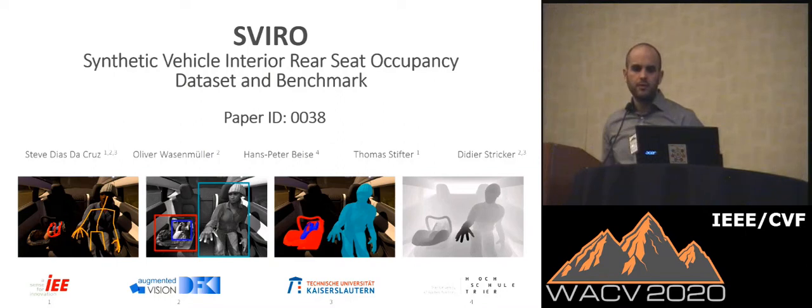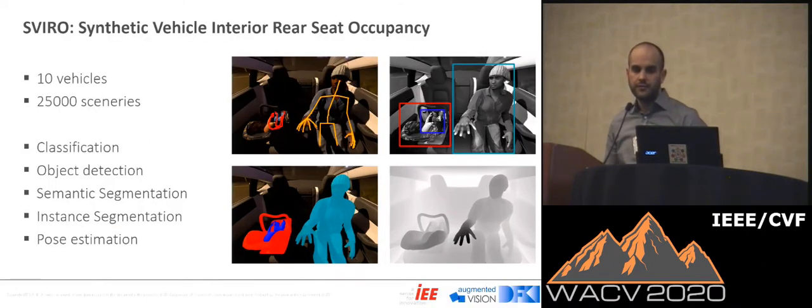We present SVIRO, the synthetic dataset for sceneries in the passenger compartment, in order to analyze machine learning-based approaches for their generalization performance. We created 25,000 sceneries across 10 different vehicles, and we generated RGB images, grayscale imitations of infrared images, and depth maps. We also generated bounding boxes, key points for pose estimation, instance segmentation masks, and classification labels for each individual seat.